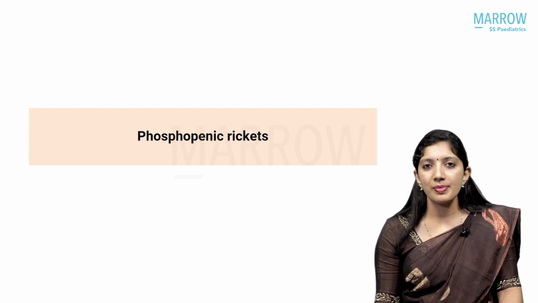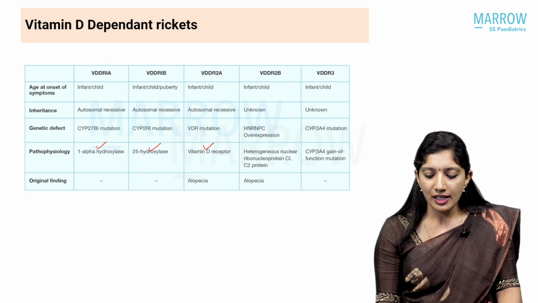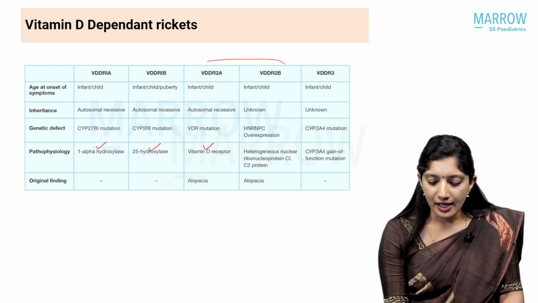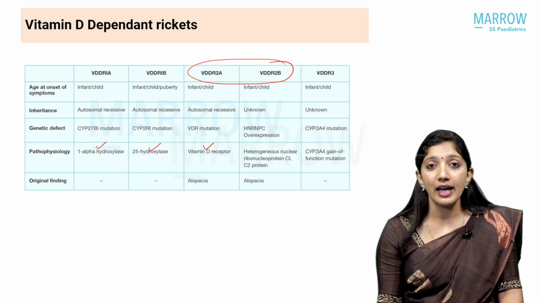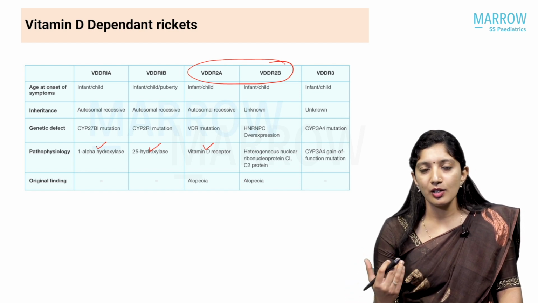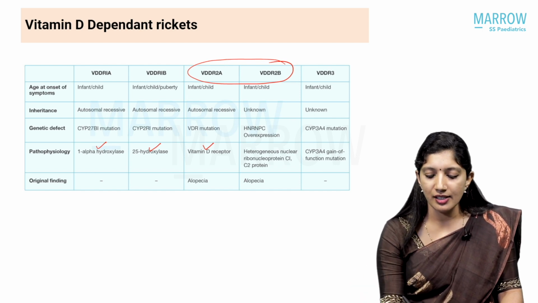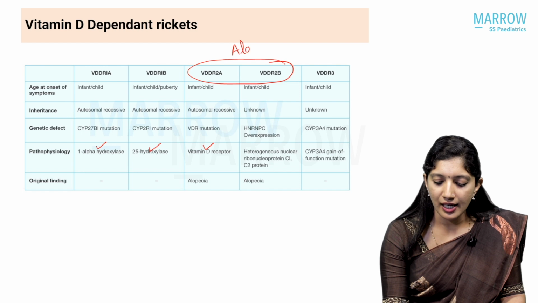The clinical phenotype is similar in all these types of vitamin D dependent rickets, except for one factor: VDDR type 2 is associated with significant alopecia, loss of scalp, body as well as facial hair, which leads to alopecia totalis. So alopecia is a classical feature of VDDR type 2.